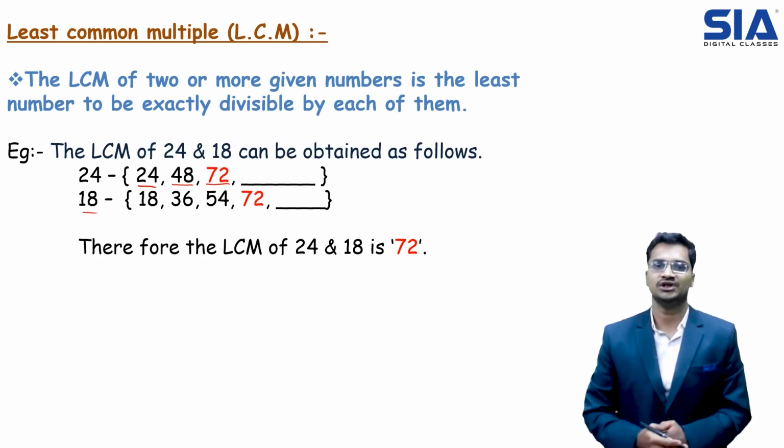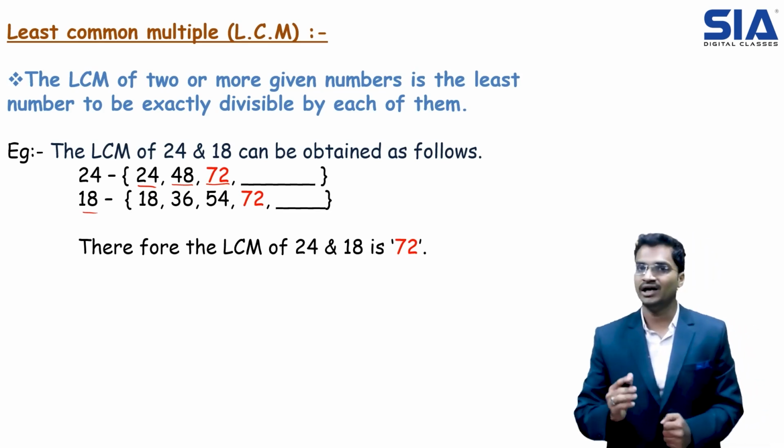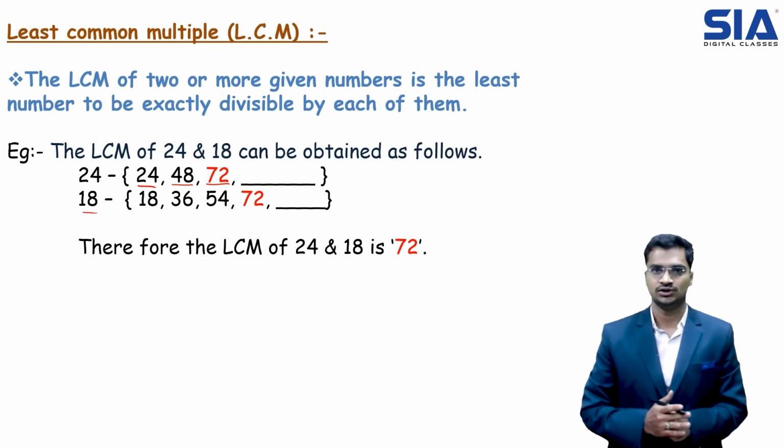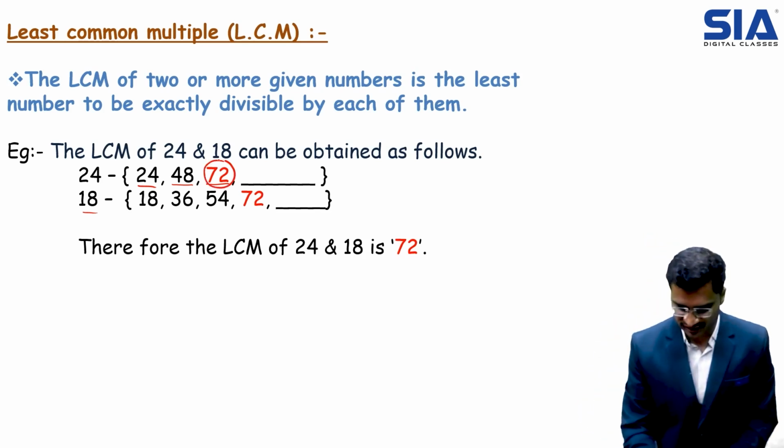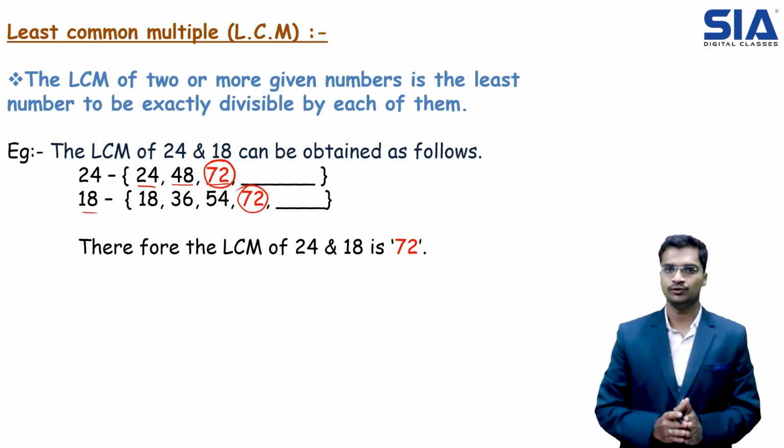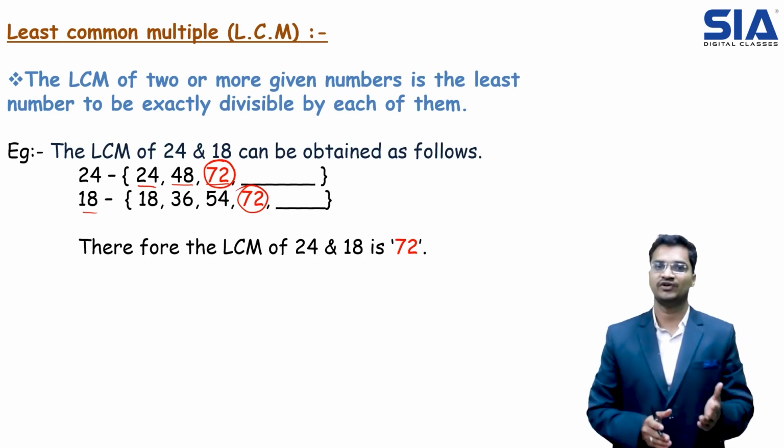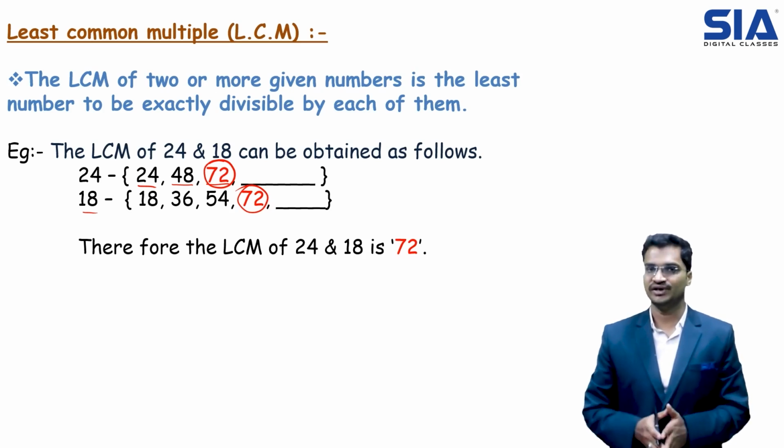Now I have to check the first common number which is coming. Here the number 72 is in both the multiples of 24 and 18. In this way, I can say that the number 72 is the least common multiple of 24 and 18.